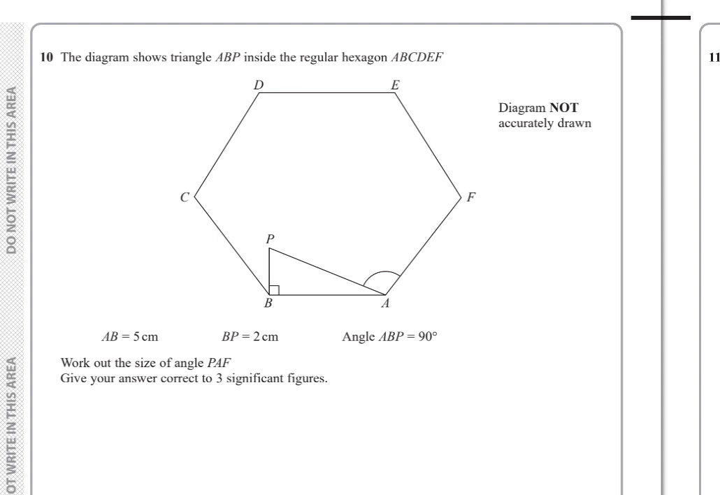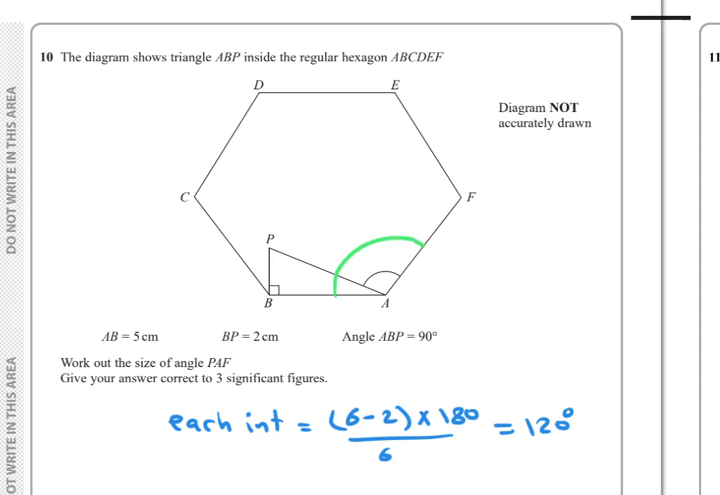This is a regular hexagon, and we have 6 sides, so you can find the measure of each interior angle. Each interior angle equals (6 minus 2) times 180 divided by 6, which equals 120. So this angle equals 120. Now, to find angle BAF, we need to find the small angle BAB, this one.